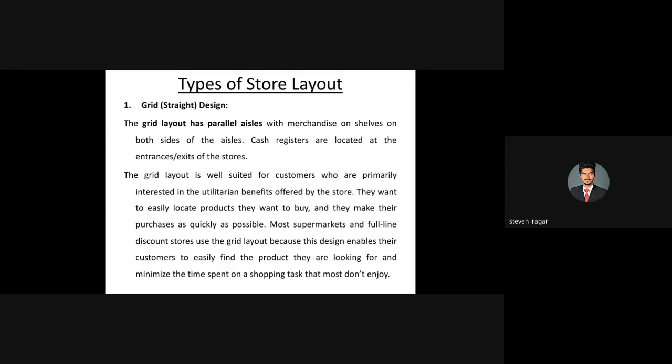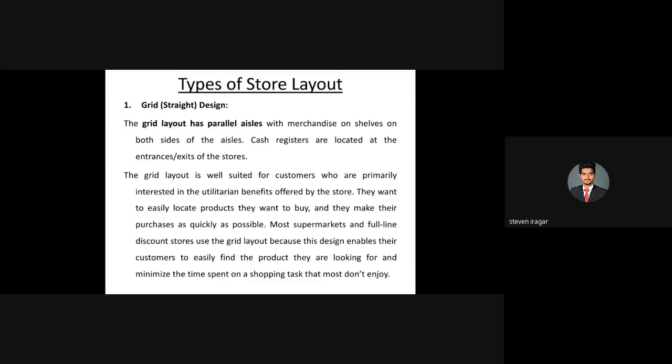Now see, registers or billing counters will be located maybe at the end of the store where the people are going to exit from it, or sometimes even at the entrance people can find it. Now this type of layout will be suitable for customers who are much more interested in utility and benefits, where those people get quality products plus save money and get a good experience without putting much effort.